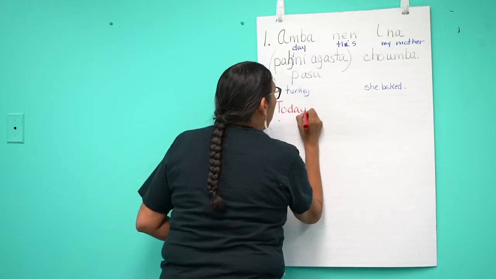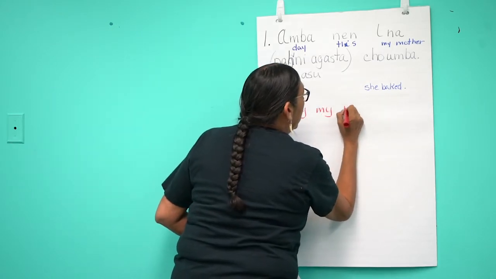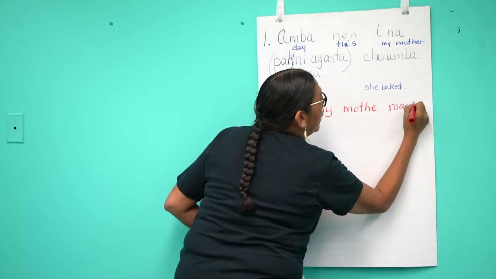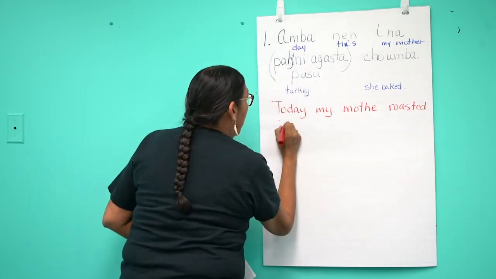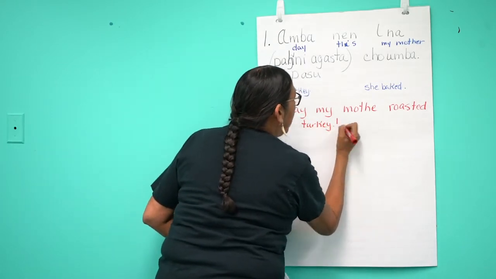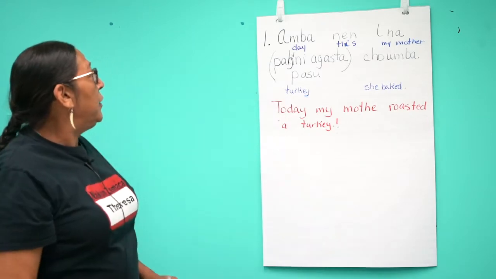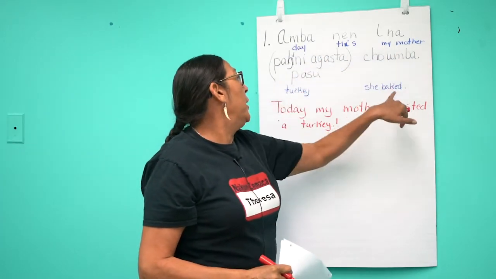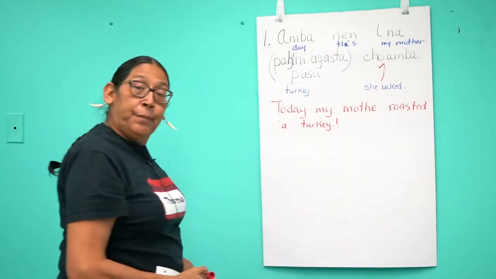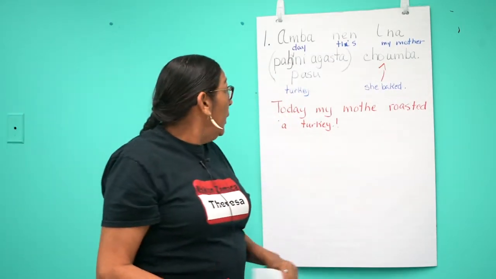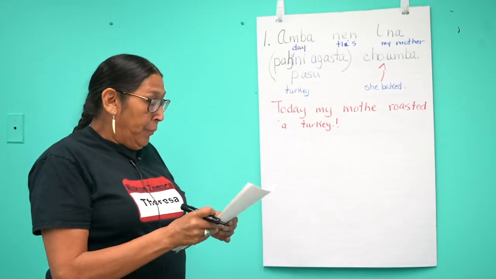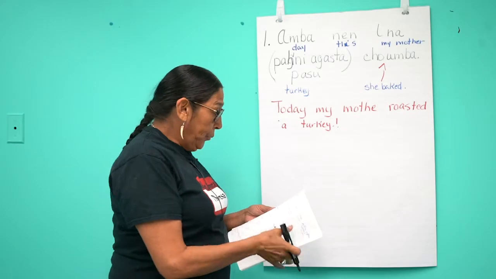Today, my mother roasted a turkey. And that's what it translates to. See? This day, my mother, she baked a turkey. That's what the choomba is. That should have gone up there. And that's what it translates to after you translate it into English. We're going to keep going.